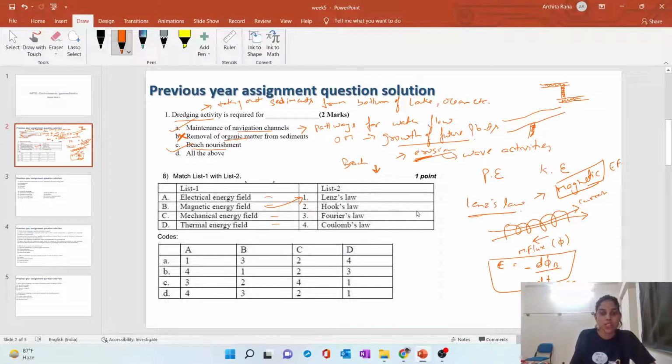Next is Hooke's law, right? So what Hooke's law suggests is, let's say there is a spring and there is a load at the bottom of that spring. What it suggests is that the amount of displacement of this spring is equal to the amount of force it applies to get back up. So the force is directly proportional to the displacement.